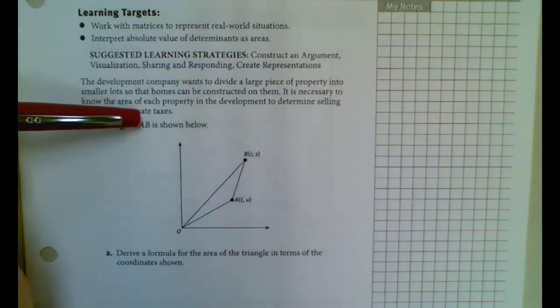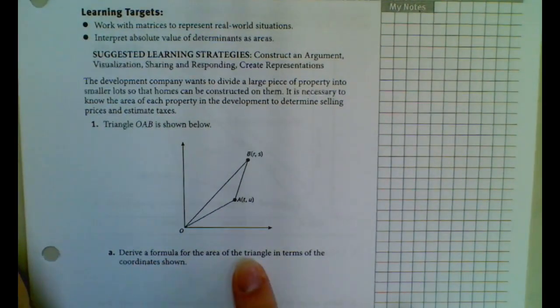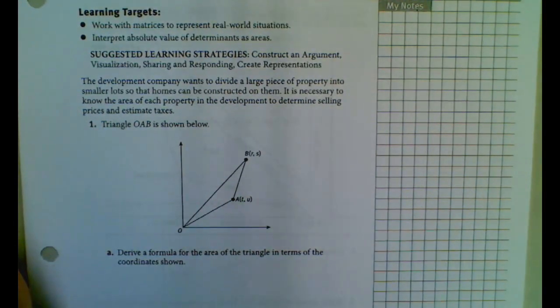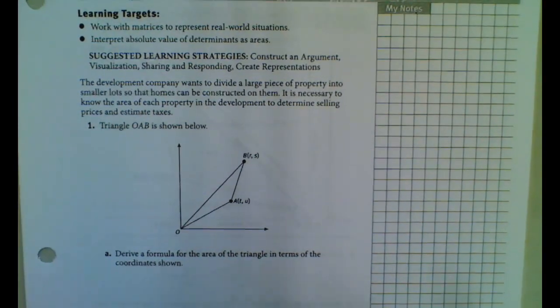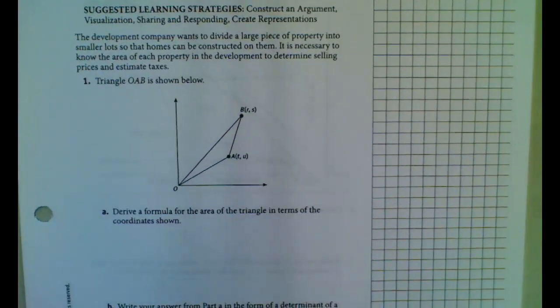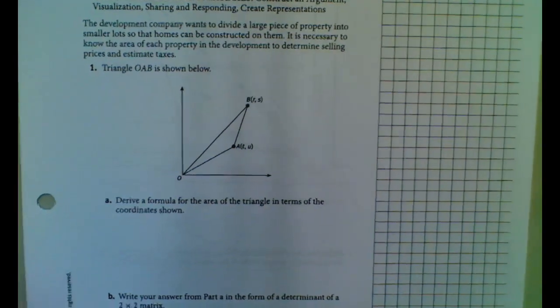So triangle OAB is shown below. We want to derive a formula for the area of this triangle in terms of the coordinates shown. I'm going to warn you, there's a lot of work in this, but the work explains how to get to what we're going to be looking at.